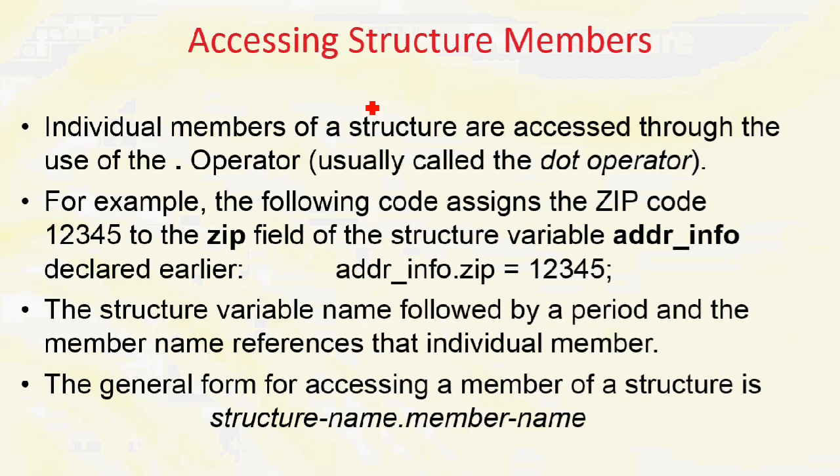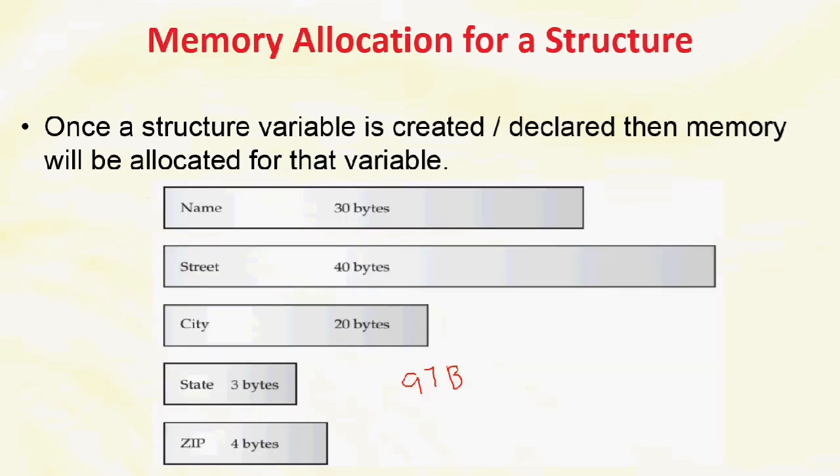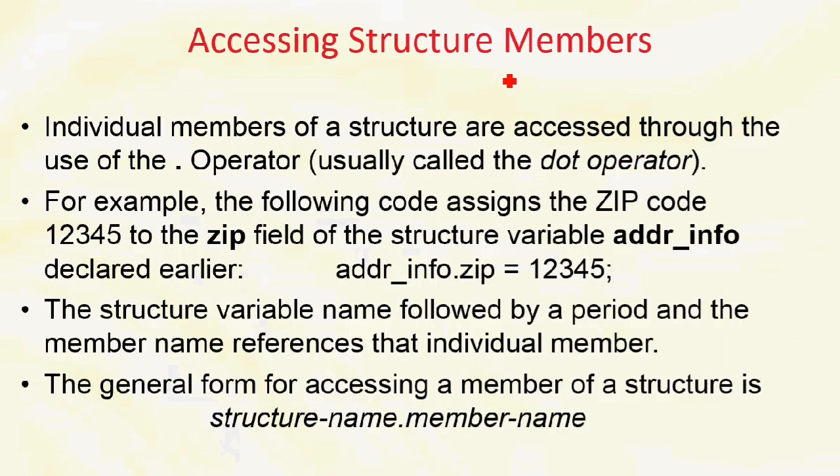Next we will see how to access structure members. Already in the previous slide we discussed that we created a structure variable. Last point we told this variable is used to access the members of a structure. So to access the structure members we have to use structure variables, and also the dot operator. It is very important. The name of the operator is called the dot operator. So structure variable, dot operator, and then the member of the structure, like that we can access.